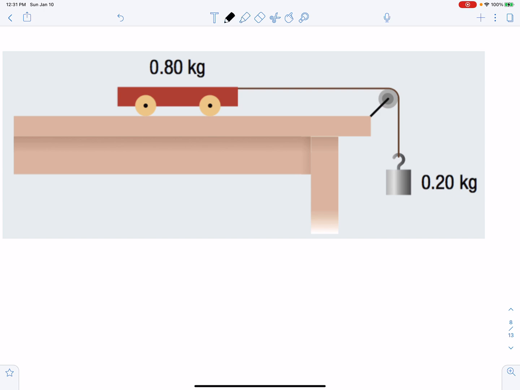So if you could imagine what would happen in this situation, the force of gravity is going to pull this mass down. As a result, it's going to pull this cart to the right. And since it's going to be moving downward, there's going to be an acceleration. If this starts from rest, this mass will accelerate downward and the cart will accelerate to the right. Since they are attached by a rope, the acceleration of this system will be the same. So the acceleration of the mass will be equal to the acceleration of the sliding cart.